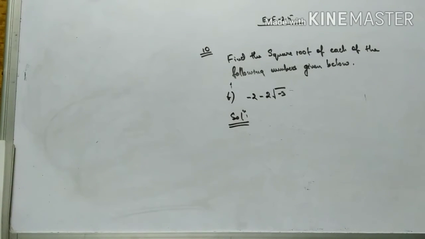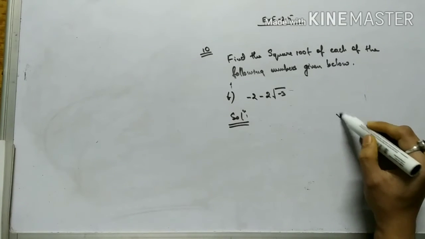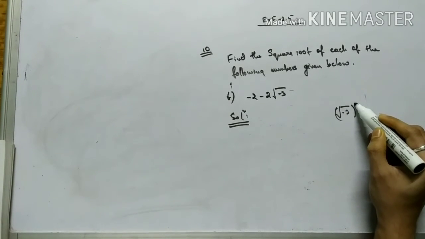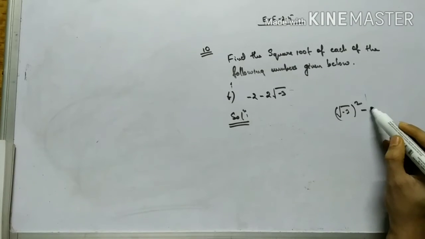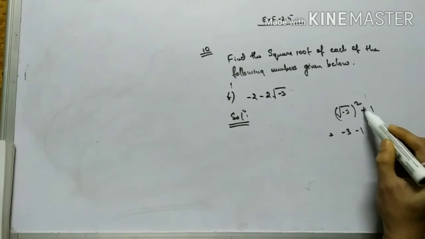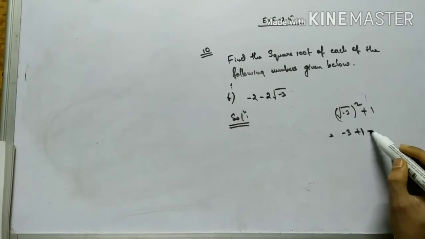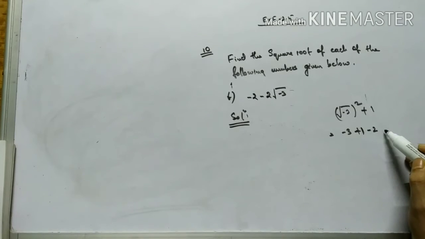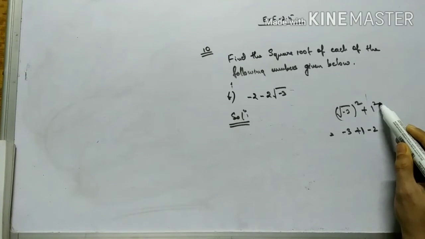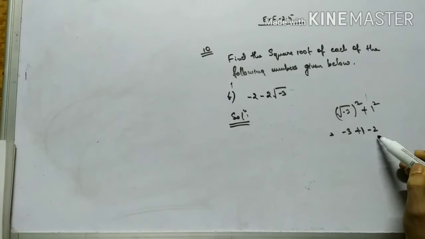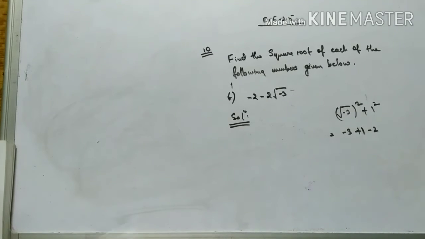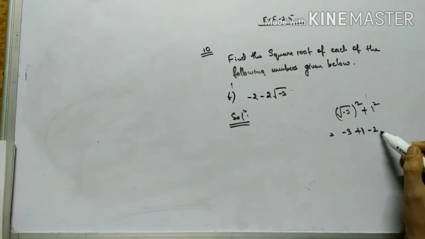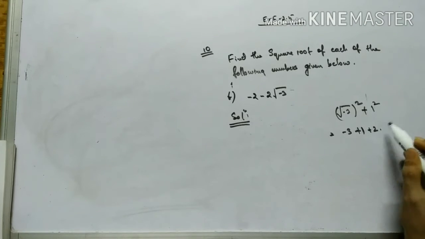So, minus 3 there. In this one I can write it as root over minus 3 the whole square minus 1. This gives me minus 3 minus 1 plus 1, I can do plus 1, and minus 2, this will be square, and minus 2 into plus 2i square.